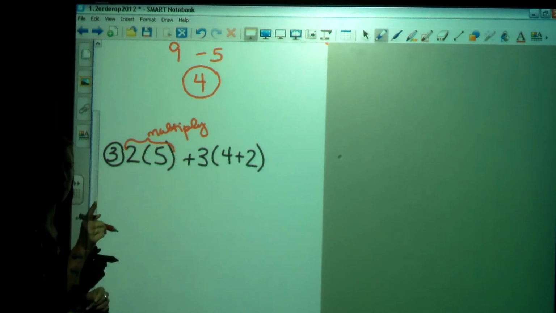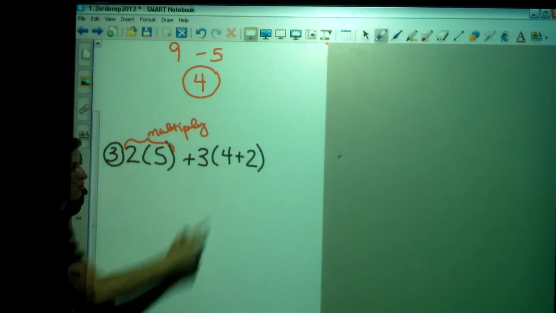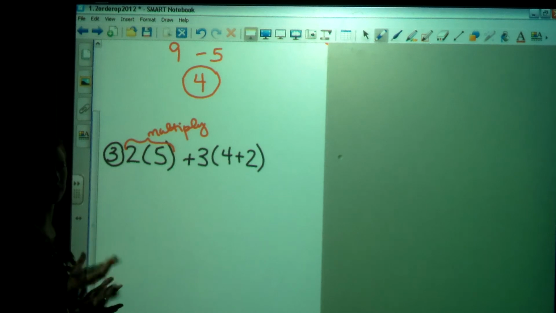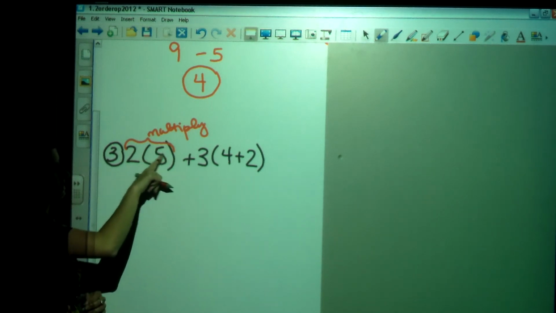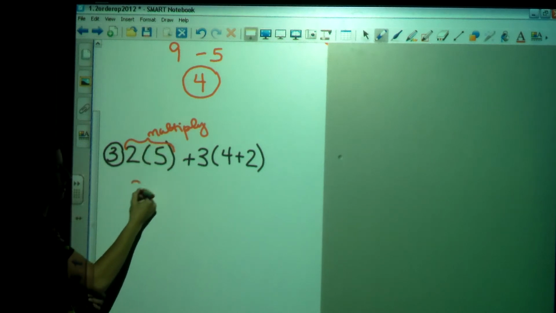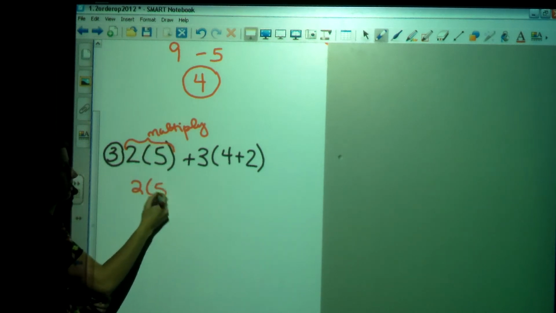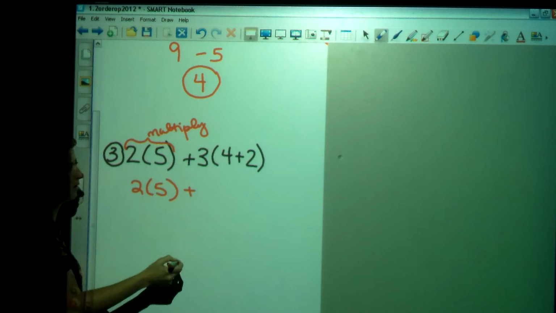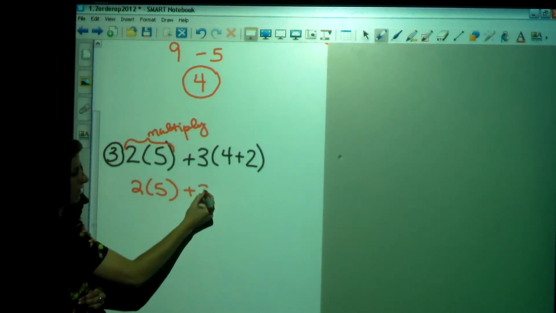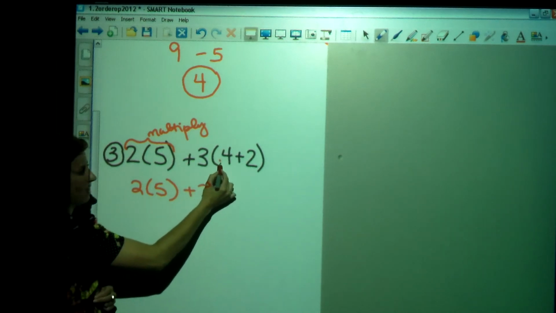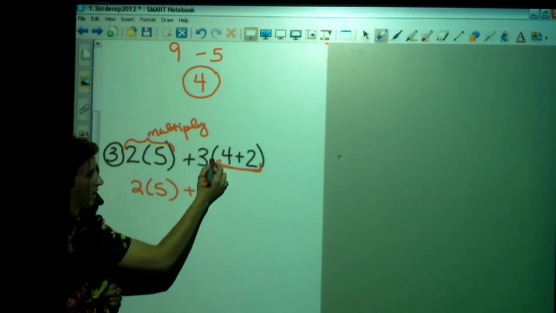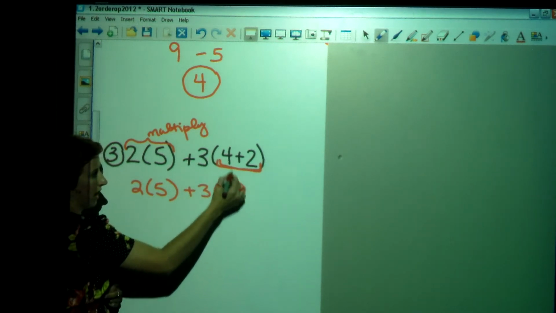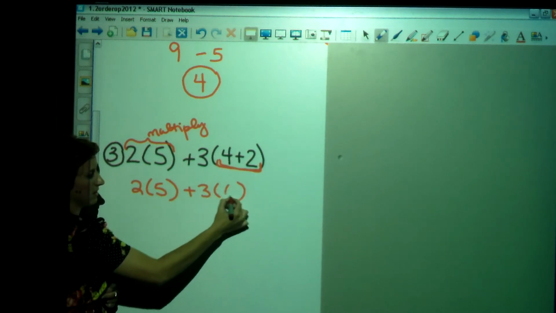So step 1, we look through our expression for grouping symbols that have something occurring in them. So we said 2 and parenthesis 5 means 2 times 5, so I can't do that yet. So 2 times 5 plus. Then over here I have a 3, and then inside this parenthesis, I can do that. I can do 4 plus 2. So I have to keep it inside a parenthesis, and 4 plus 2 is 6.